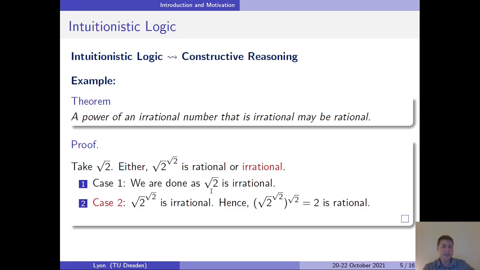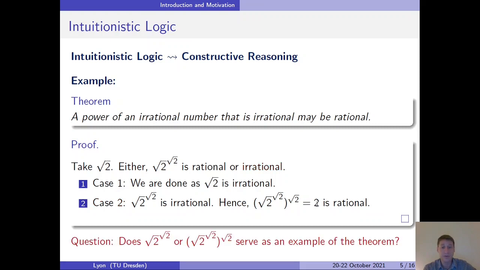Now in the second case, let us suppose that it is irrational. If that's the case, we can take this irrational number and raise it to the power of the square root of 2. And this is equal to the number 2, which is a rational number. So regardless of which case holds, we know that we have two irrational numbers such that one to the power of the other gives a rational number.